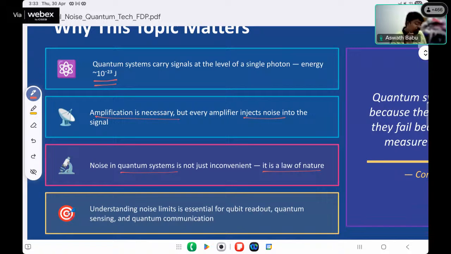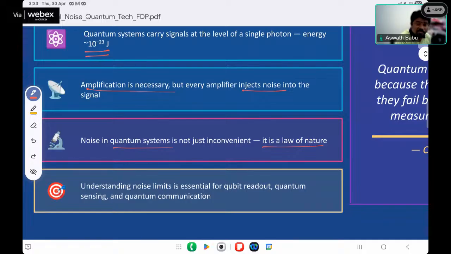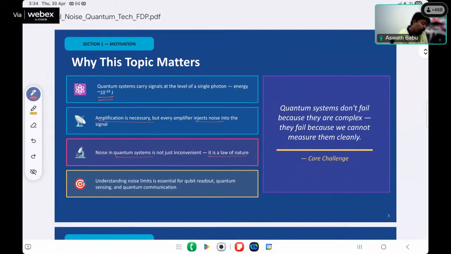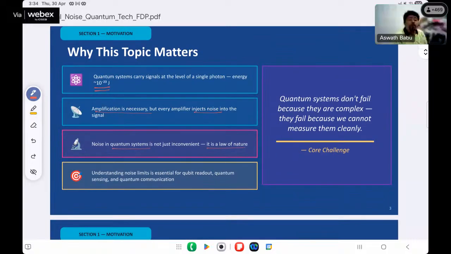That is coming because of nature. Nature has put such a constraint. Understanding the noise limits is essential when it comes to reading the qubit and applying the qubit for applications like quantum sensing and quantum communication. That is why we should have a better understanding of signal to noise ratio when working with quantum systems. So let me go for that.